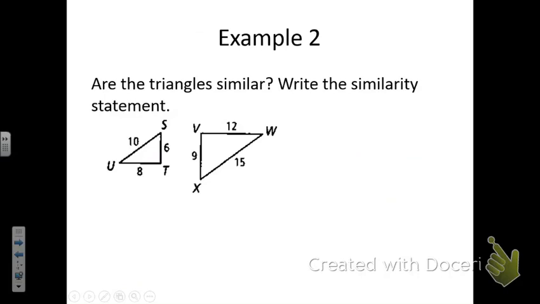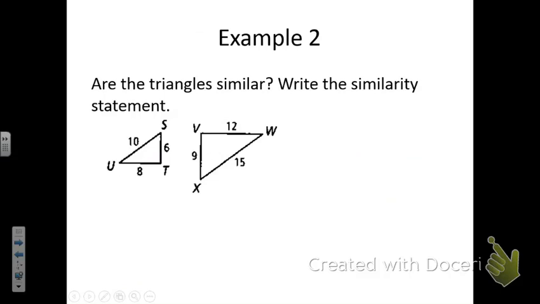Alright, so on example 2, it wants to know, are the triangles similar? And if so, write the similarity statement. So look at the information that you're given, and which of my 3 shortcuts do you think might be possible? Yeah, all I have here are 3 side lengths.